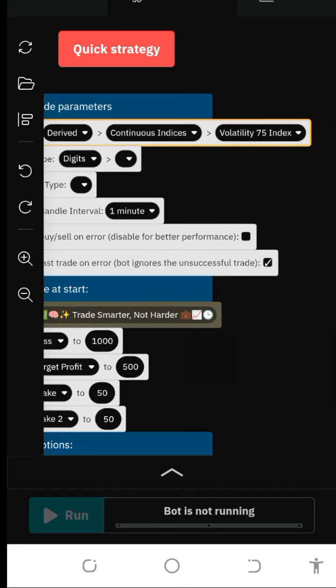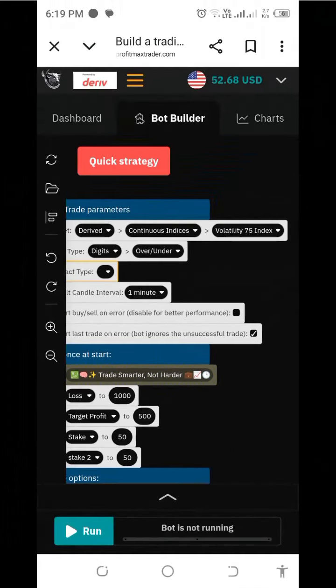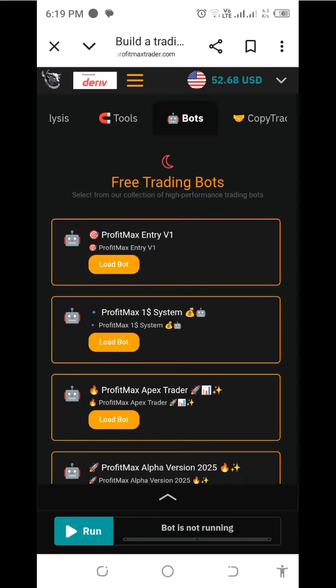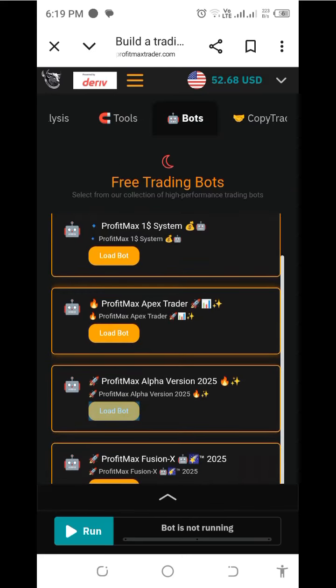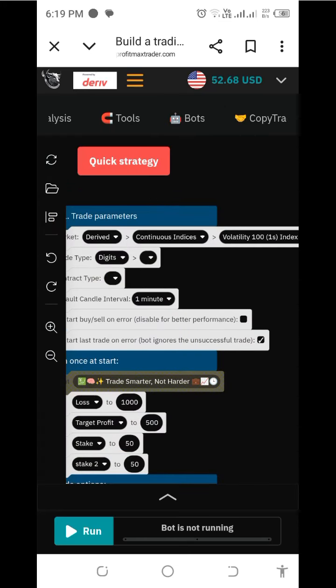So select volatility 75 index, and then if you find the bot, you cannot click certain buttons, reload the bot again like that. If you find you cannot see, it's not open in there, just go back, reload the same bot again. Give it some time, it should be able to propagate nicely.